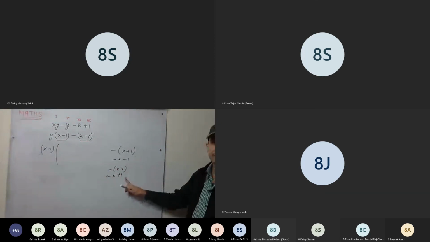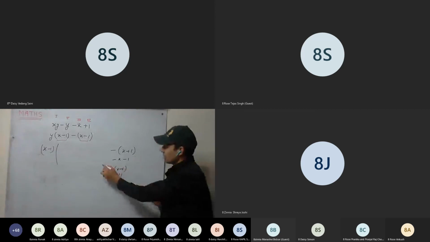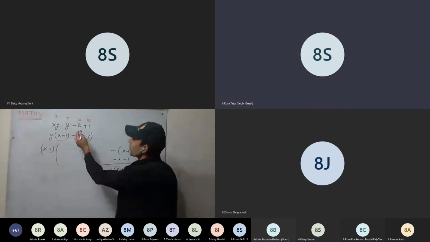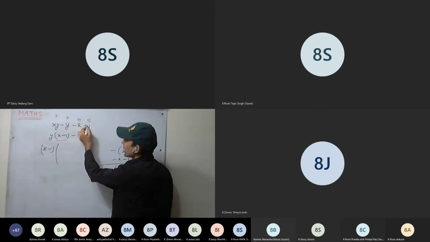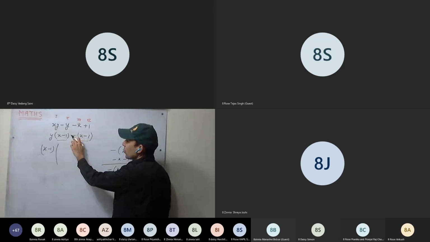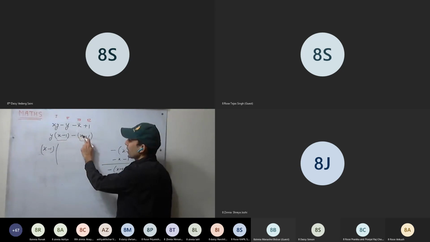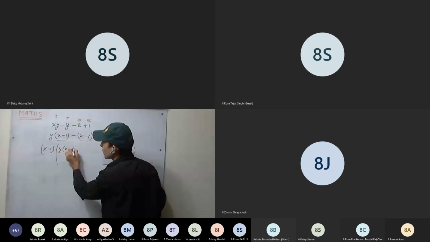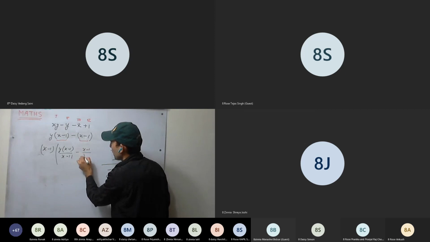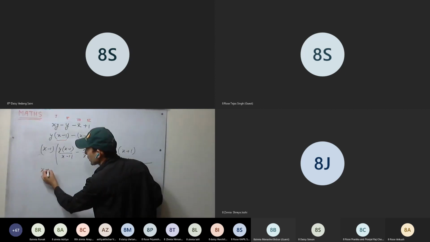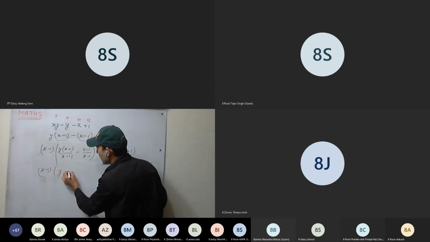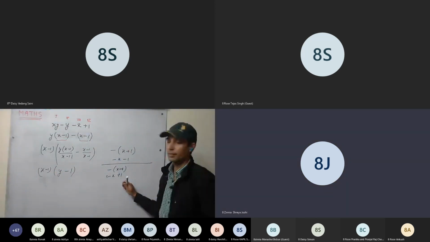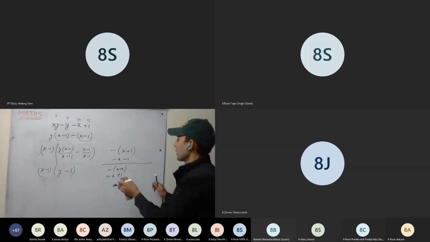Is this clear? Yes, sir. So if we put both in brackets, that means minus will be for both, minus x minus 1. Now as you open the bracket, minus x minus minus plus 1. So inside the bracket, minus of x upon x minus 1 minus x minus 1 upon x minus 1. So it is x minus 1 into y minus 1. Minus 1. Okay.